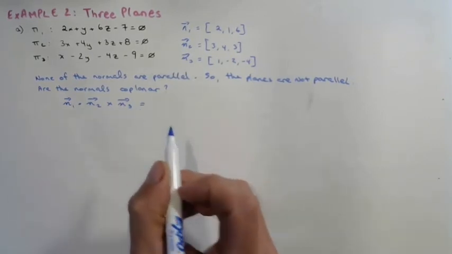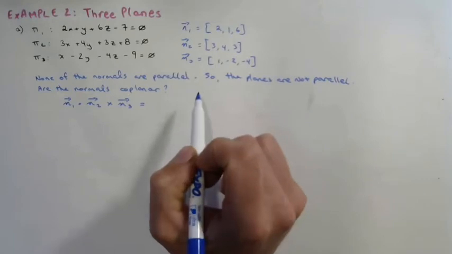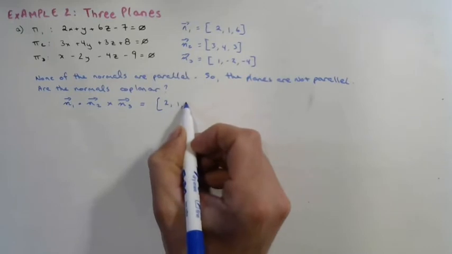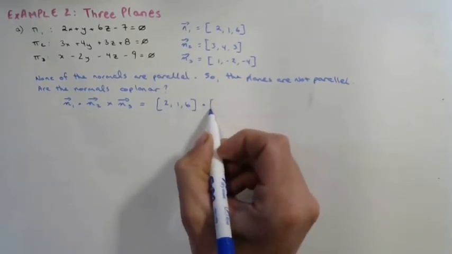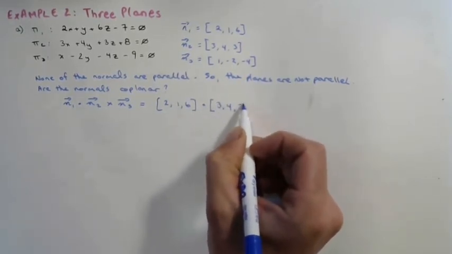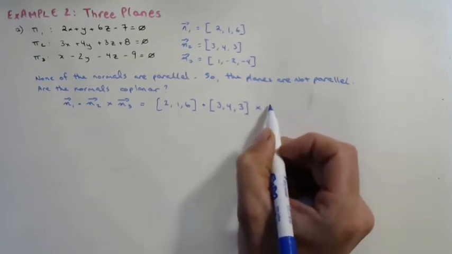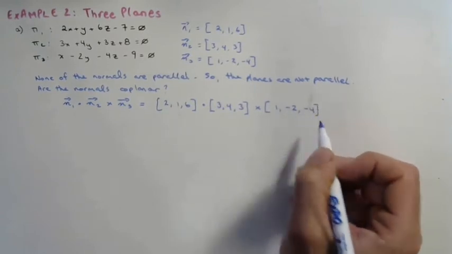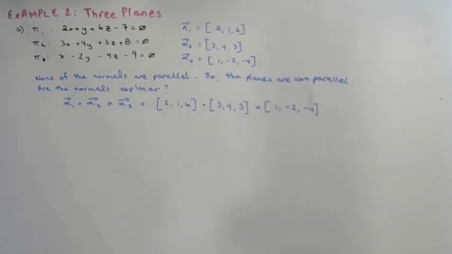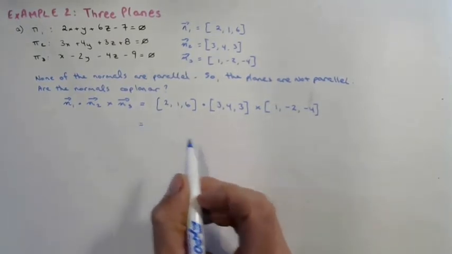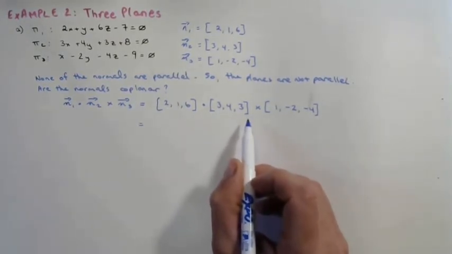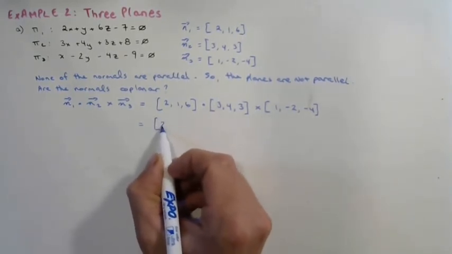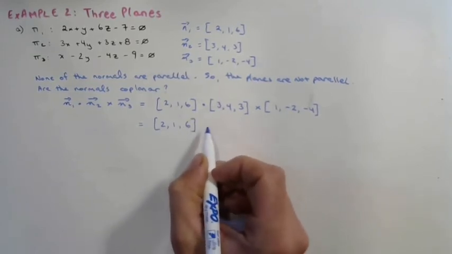All right, so we've got our vectors, and here we go. We're going to just copy them down. We've got N1 is 2, 1, 6 dot N2, which is 3, 4, 3 cross N3, which is 1, negative 2, negative 4. Remember, we're going to take the cross product first. I'm not going to draw the little demonstration on the side. We're just going to take the cross product. If you need to look it up, you can go back into previous lessons to figure that out.